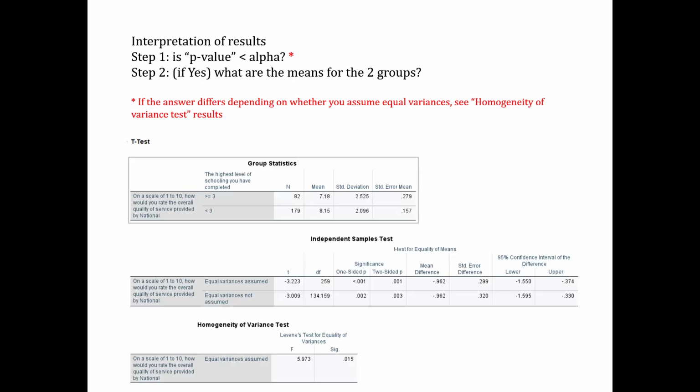Now let's look at the results. The first thing to look at, as always, is the p-value for the test. Is it less than alpha? If the answer is yes, then look at the means for the two groups to see how they differ. Here are the results. The second table, titled Independent Sample t-test, shows you the results of the test. The two rows in this table show you the p-value under different assumptions about the variances. The first row shows the p-value assuming equal variances in the two groups, and the second row shows the p-value when you don't assume equal variances. Notice in this case, the p-value is less than 0.01 no matter which of the two assumptions you make. In practice, this often turns out to be the case.